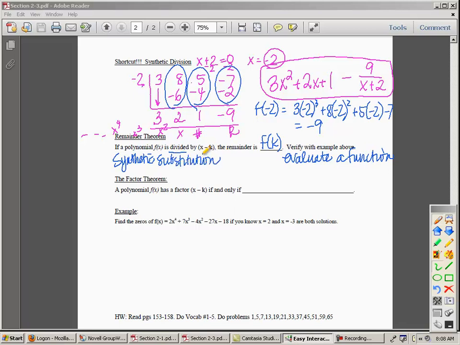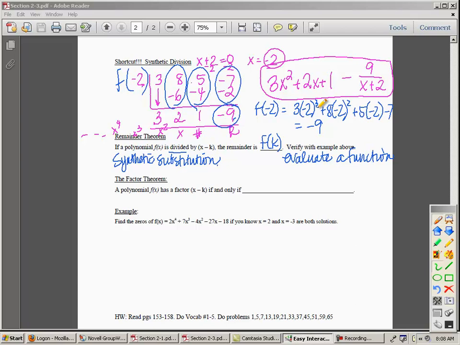This synthetic substitution basically says you can use synthetic division to find f at negative 2 if you wanted. It's just your remainder, which is sometimes easier than dealing with all of these exponents. And so that's an option as we go through.